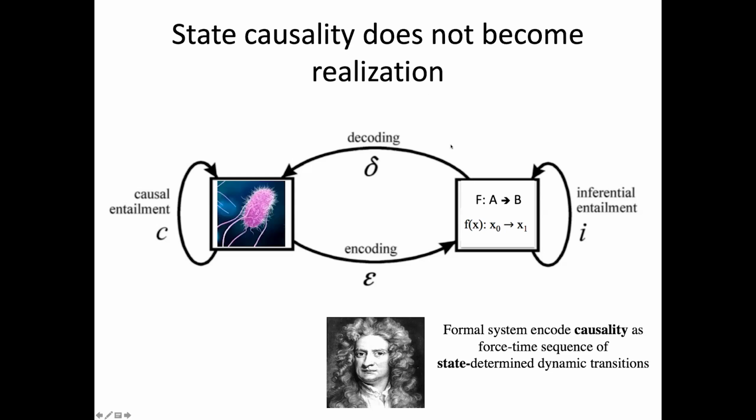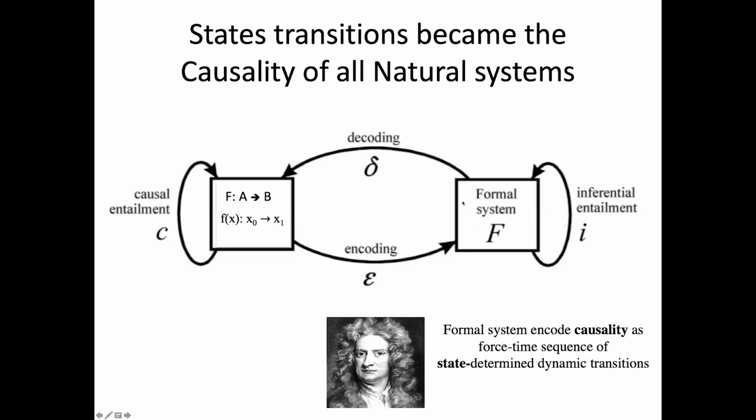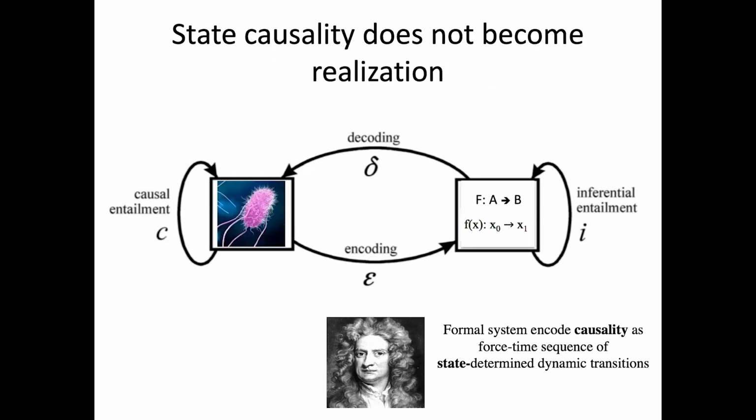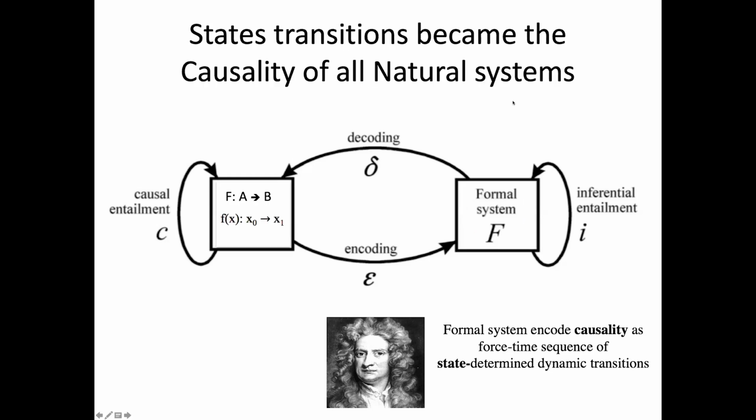But the state causality framework of Newton does not become a realization of living beings. We can describe some behaviors of living systems, of natural systems that are alive, but we cannot construct them based on the dynamical laws of Newton. The issue is that at this moment, this framework to capture causality as state transitions became the causality of all natural systems.